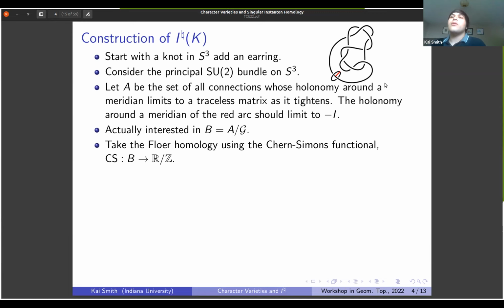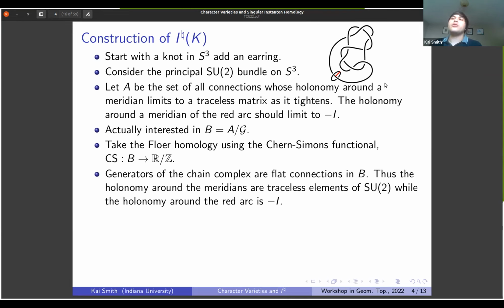Right, and so now we can study this space B using Floer homology, which is just sort of the infinite dimensional analog of Morse homology. So what's playing the role of our Morse function is something called the Chern-Simons functional, which will take in a connection mod gauge and give you a real number mod the integers. And so then, just like in Morse theory, we can get generators by looking at critical points of the Chern-Simons. And so in this case, the critical points are actually going to be the flat connections in B.